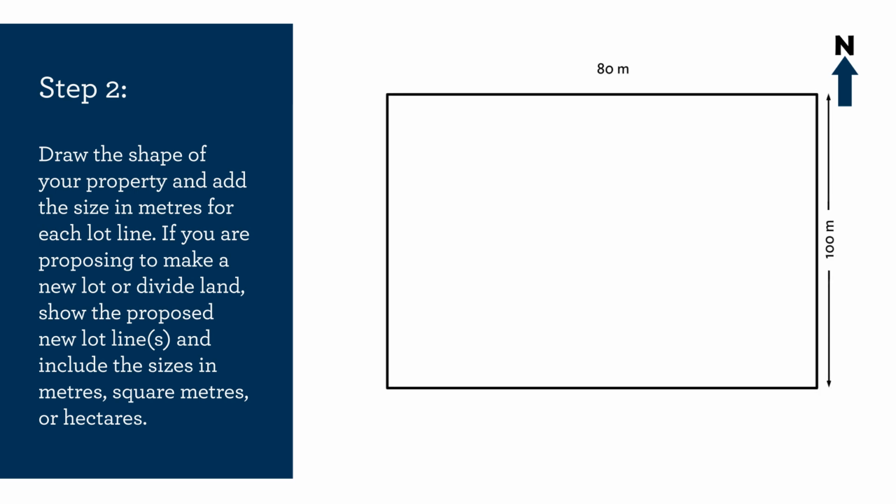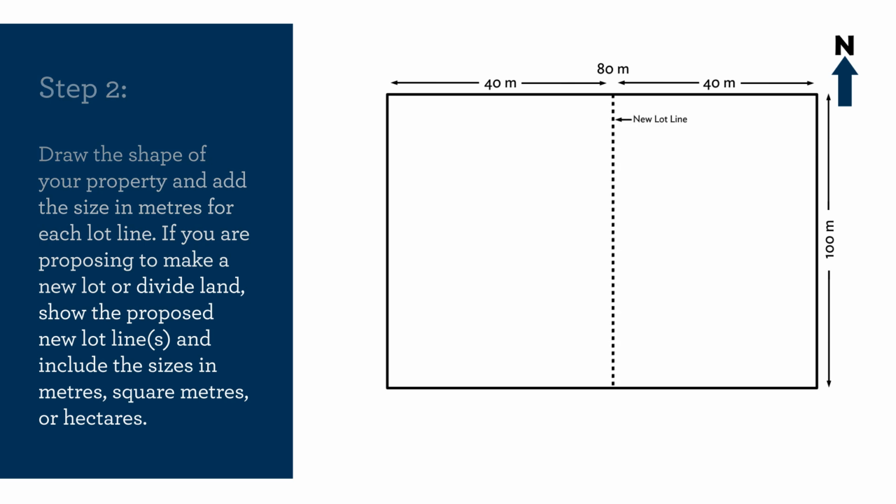If you are proposing to make a new lot or divide land, show the proposed new lot lines and include the sizes in meters, square meters, or hectares. How the property exists today can be shown in solid lines, and proposed changes are shown with dashed lines.